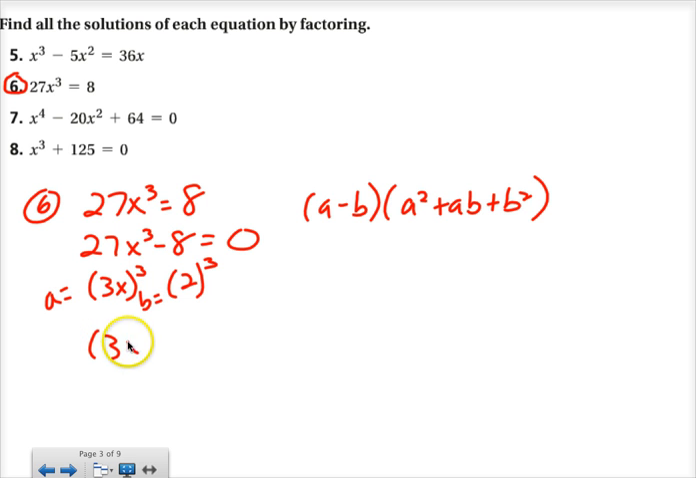So this will be 3x minus 2, and then we have to be careful and do 3x, the quantity squared, and that is 9x squared. And then we have plus 6x, and then b is 2, so b squared would be 4.